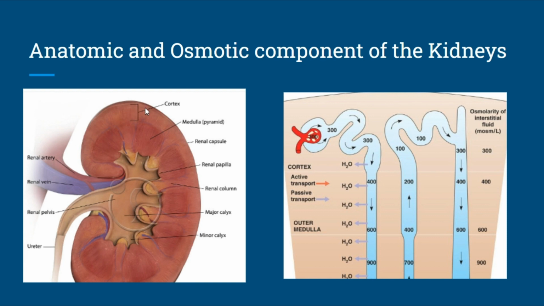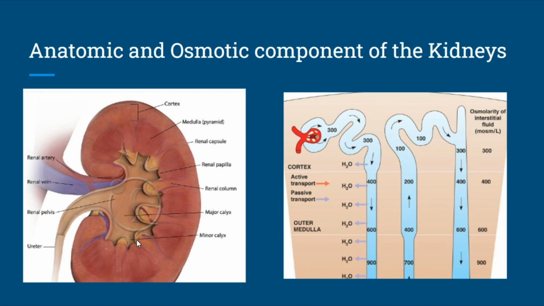Over here you see the cortex. This is the medulla part. There's an outer medulla and inner medulla. Then the kidneys are covered by the renal capsule. All these medullary regions have an apex. This is the pyramidal shape. The base of the pyramid is up against the cortex. The apex is the renal papilla right here. The renal column is basically the division between them.